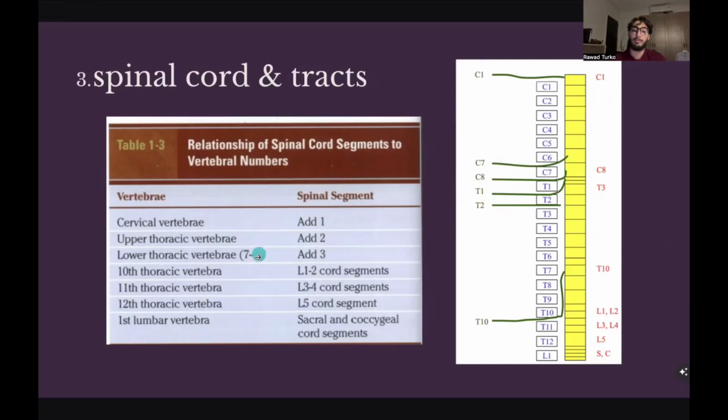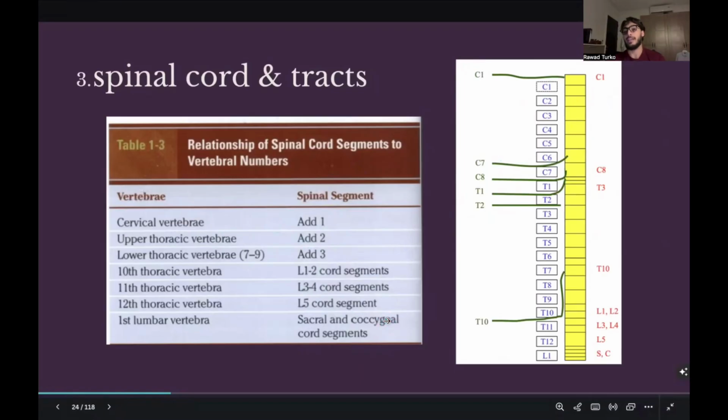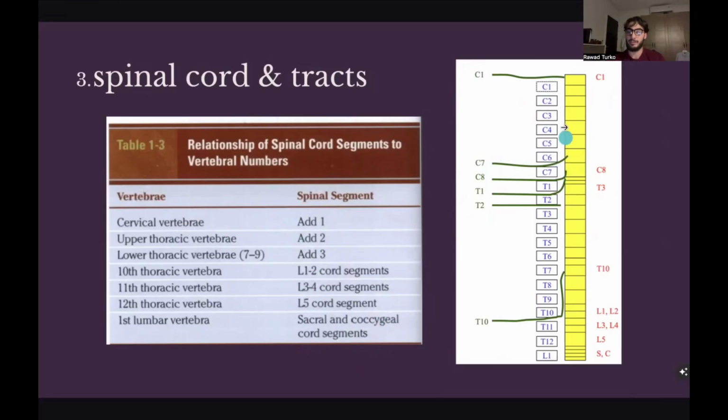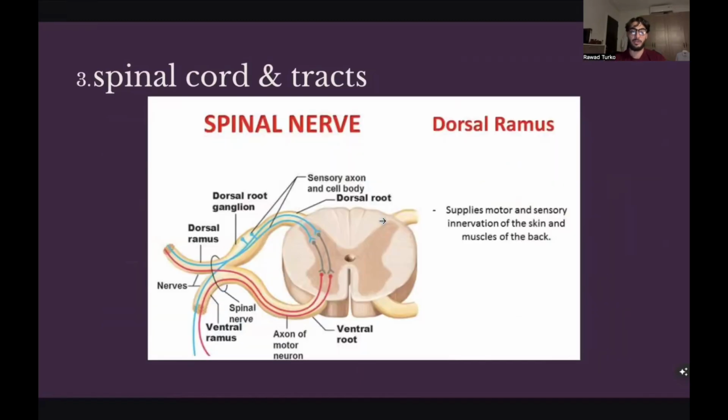That's why in the upper thoracic vertebrae we're going to add two. Again, you're going to add three here, and then just follow the rest of this table to do those calculations. The basic point is that the spinal cord ends at level L1 to L2, so there is a discrepancy between the spinal segment and the vertebral level we're talking about. This is the table for you to memorize as best you can.